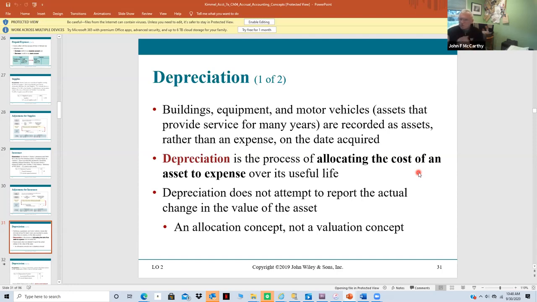So what we have to do is get the cost of that asset and recognize it as an expense over its useful life, as we use it up. So depreciation is really allocating the cost of the asset to expense, as opposed to trying to determine the current value of the asset, because it could be that my house is 50 years old, but it's worth a lot more now than it was when I bought it, for example. So it's not a valuation concept, it's an allocation concept. To make sure that what we initially put on the balance sheet over time gets into the income statement, okay?